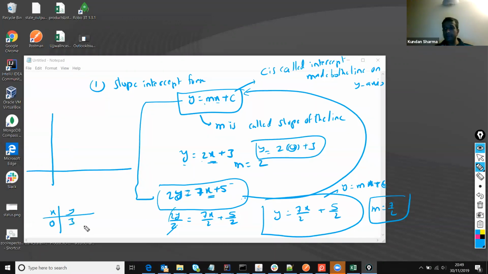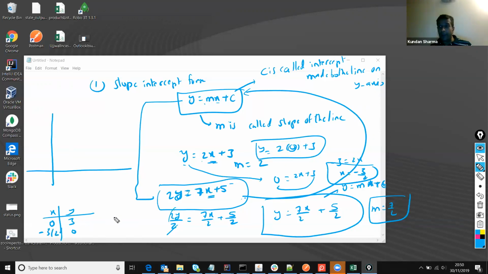Is this clear? Next, I'll put the value of y as 0 and see what's the value of x. If I put the value of y as 0, this becomes 0 is equal to 2x plus 3. So 3 will come this side. This will become minus 3 is equal to 2x, and x will become minus 3/2. So the value of x will be minus 3/2 and the value of y will be 0. So these are 2 points. If you have to plot the equation of a line, all you need is just 2 points.